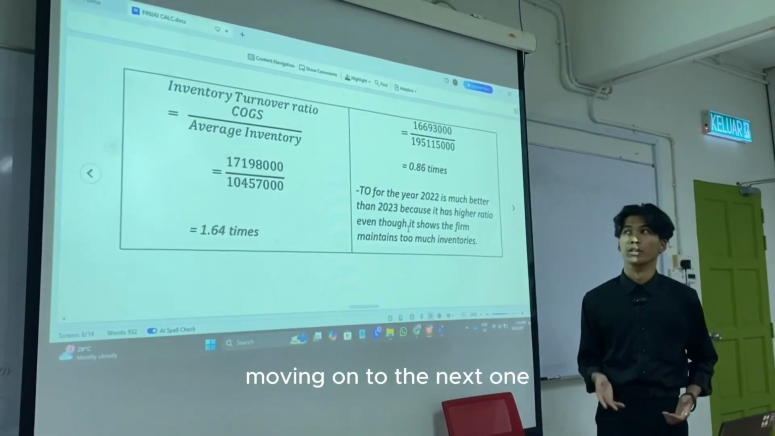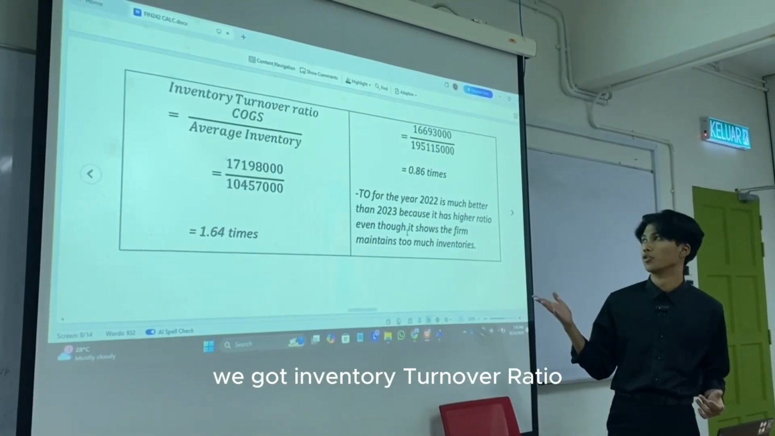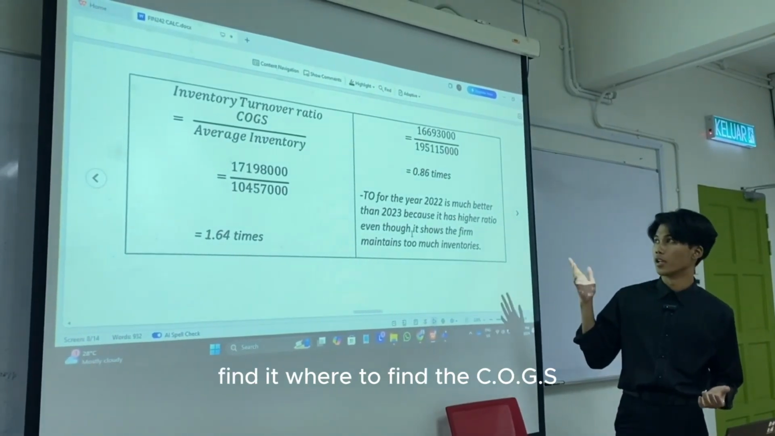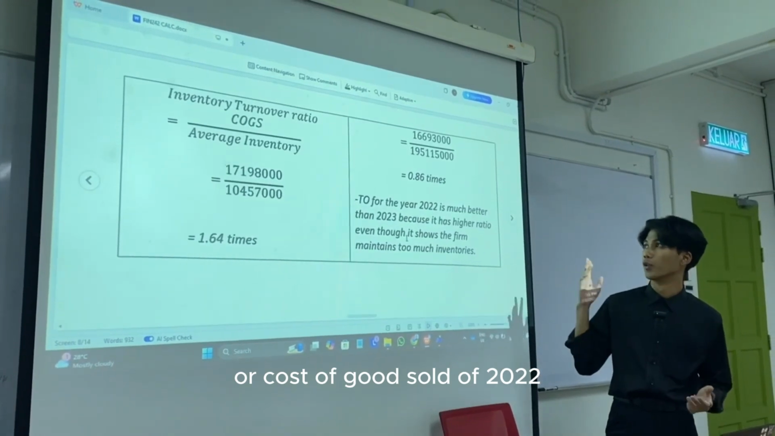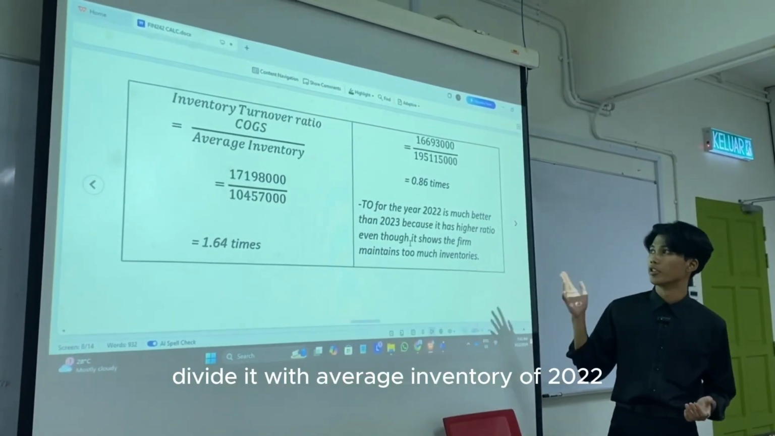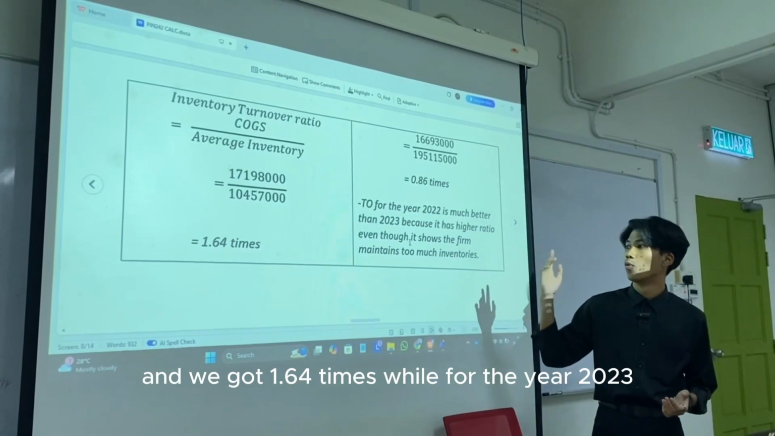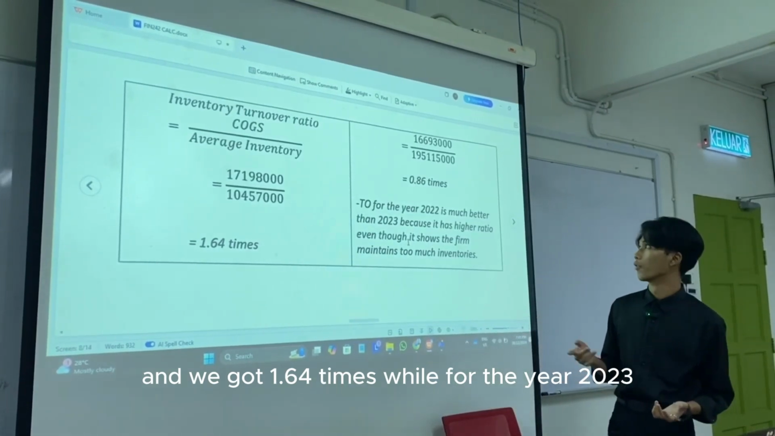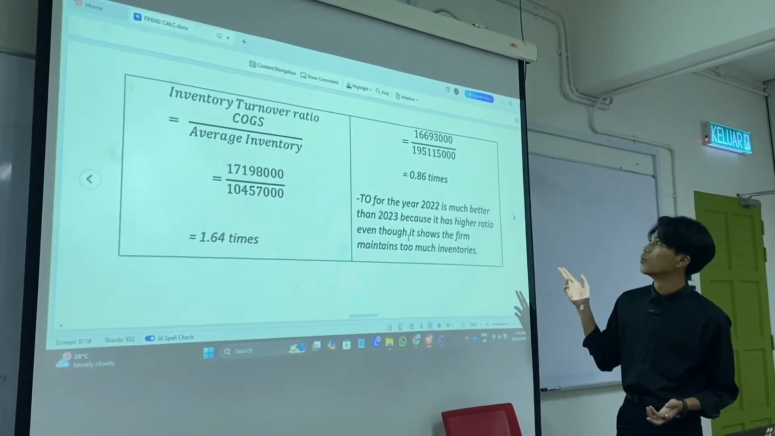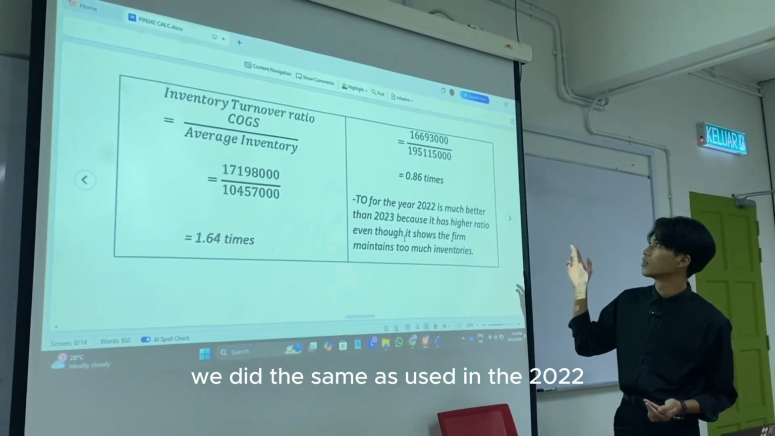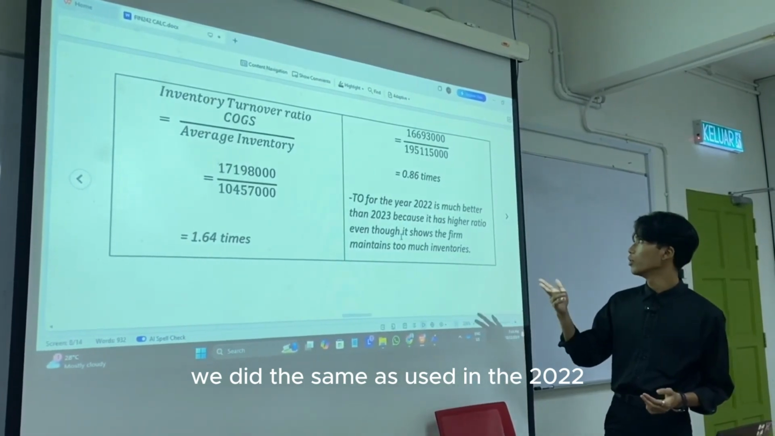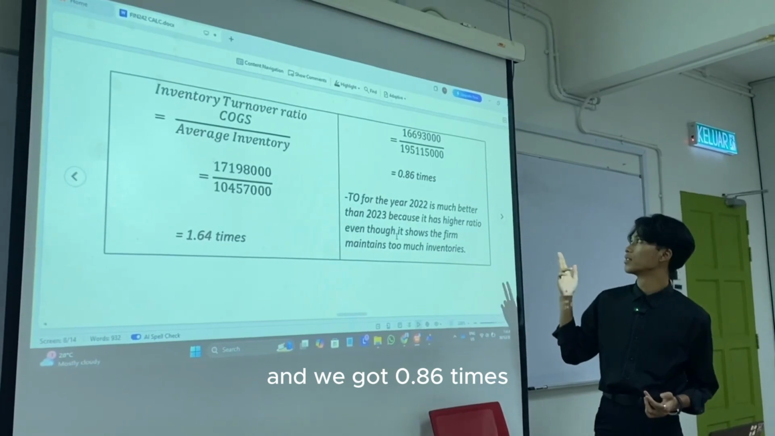Moving on to the next one, we got inventory turnover ratio. To find it, we need to find the COGS or cost of goods sold of 2022 divided by average inventory of 2022, and we got 1.64 times. While for the year 2023, we did the same as in 2022, and we got 0.86 times.